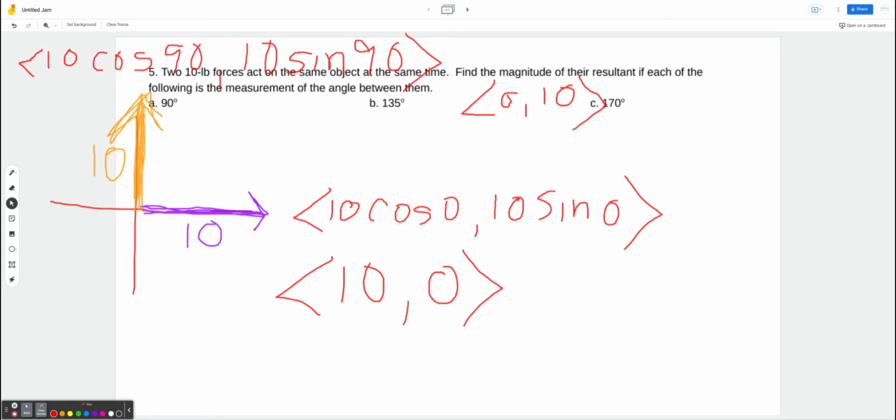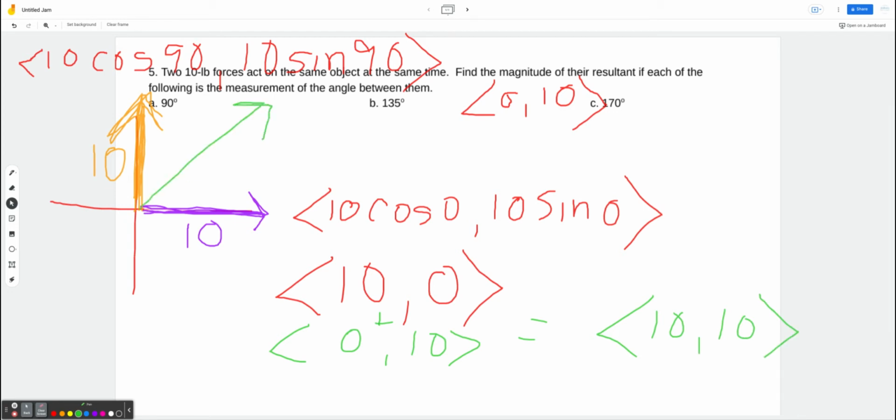Okay, so if we pull 10 pounds in one direction and 10 pounds in the perpendicular direction, what will the resultant force be? We'll define the resultant. We just sum up our two components and you end up with 10 comma 10. Well, that makes sense. Where is that? It's right there.